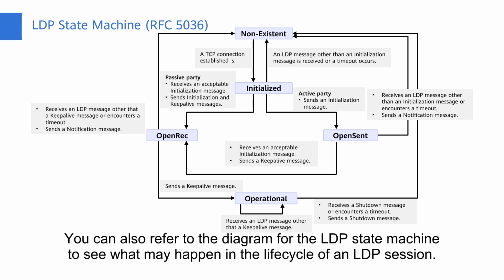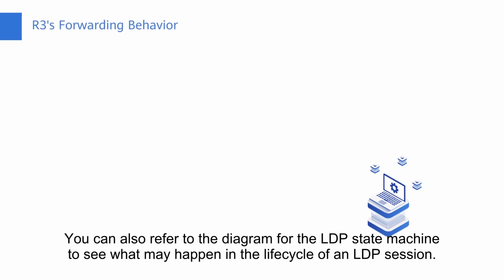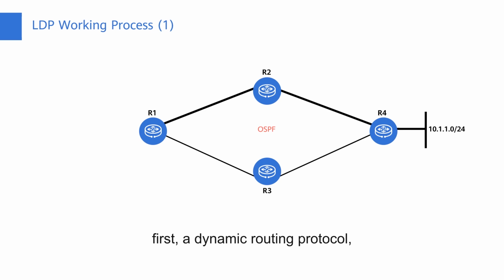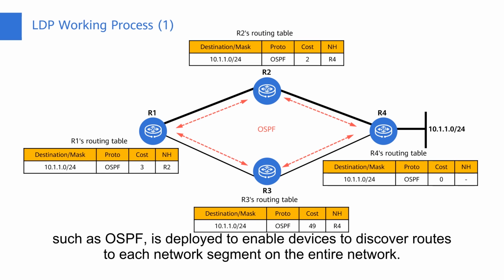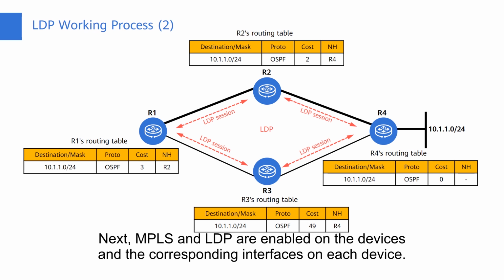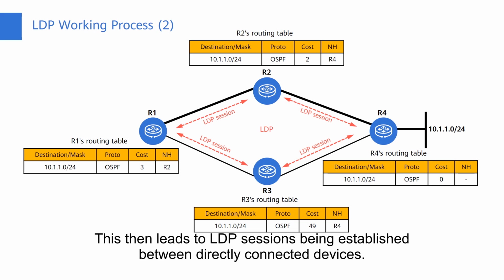You can also refer to the diagram for the LDP state machine to see what may happen in the life cycle of an LDP session. In the LDP working process, first, a dynamic routing protocol such as OSPF is deployed to enable devices to discover routes to each network segment on the entire network. Next, MPLS and LDP are enabled on the devices and the corresponding interfaces on each device. This then leads to LDP sessions being established between directly connected devices.